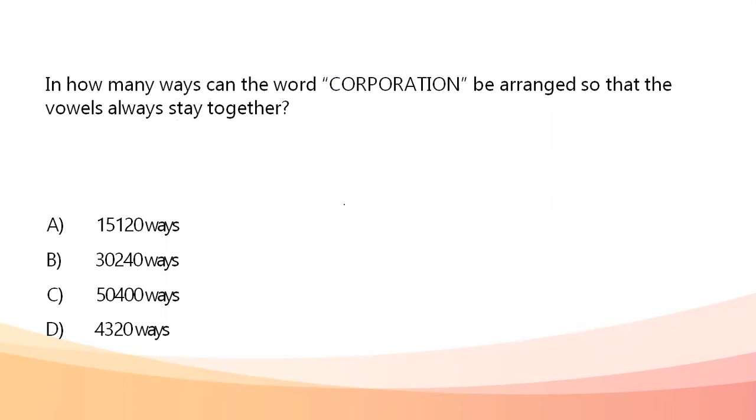Next, in how many ways can the word corporation be arranged so that all the vowels stay together? Okay, so they have just asked one of the intermediate stages that we were doing. In the previous question we did vowels do not stay together. Now I have to find the ways in which vowels are going to stay together. Corporation is 11 letters. Out of these 11 letters, how many vowels do I have? I have O, O, A, I, and O. So I have 3 O's, 1 A, and 1 I.